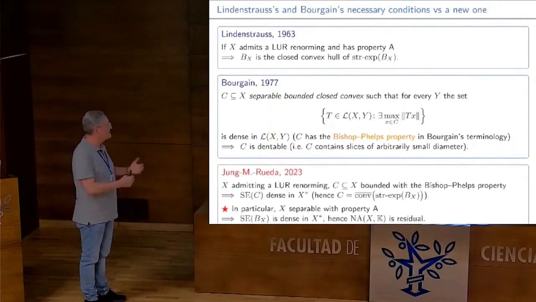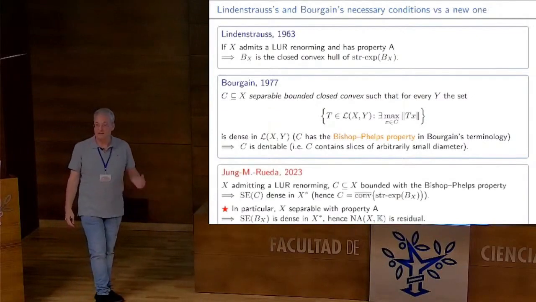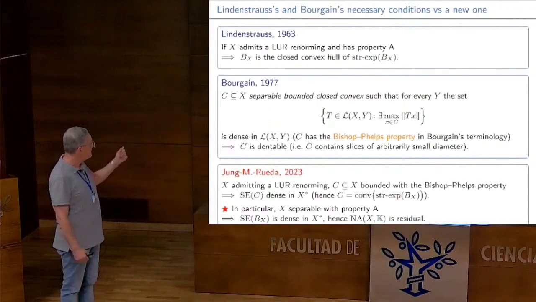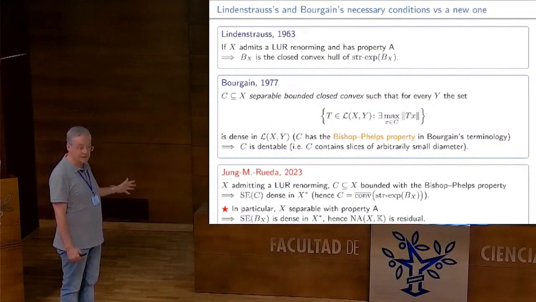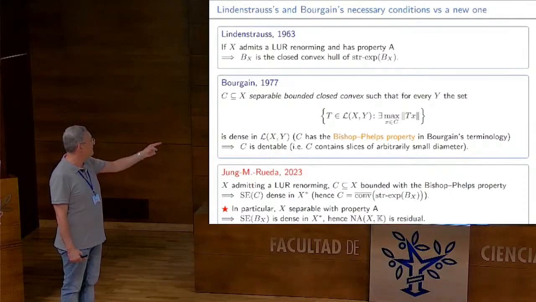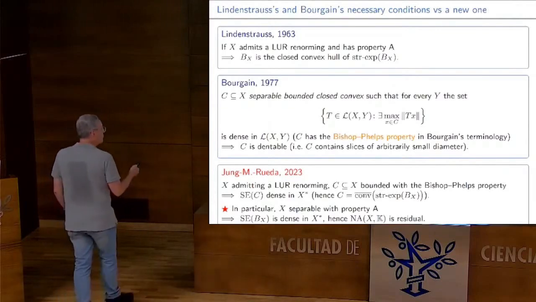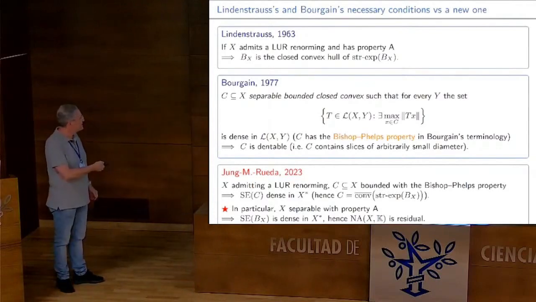Okay, so which is our result? First, it is applied to every set, not necessarily to the unit ball. Every set, we don't need the set to be convex, we don't need the set to be closed, just bounded. And with the Bishop-Phelps property defined by Bourgain, so that the set of operators from X to Y that attain the supremum on C for every Y is dense, then we get that the set of strongly exposing functionals on C is dense in X star. And very in particular, this implies that C is the closed convex hull of the strongly exposed points of C.